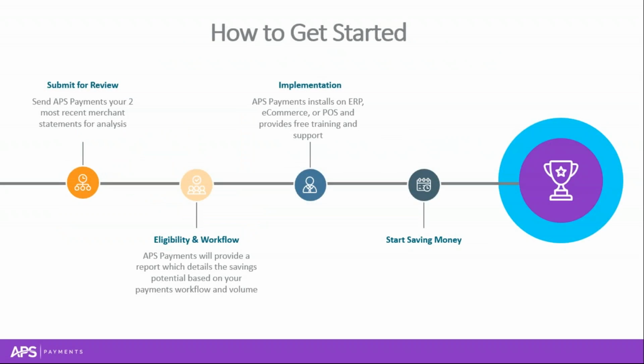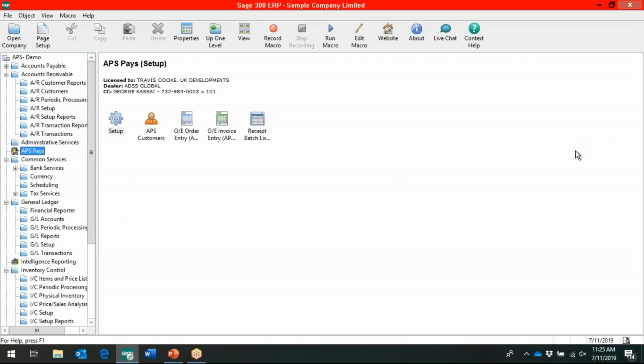So how do you get started? Like I said, all you really need to do to get started is submit 2 of those most recent merchant statements. We'll walk you through exactly how much we can save you. Implementation usually takes 30 minutes to an hour, and just like that, you can start saving money really quickly with an integrated solution for your Sage 300 environment.